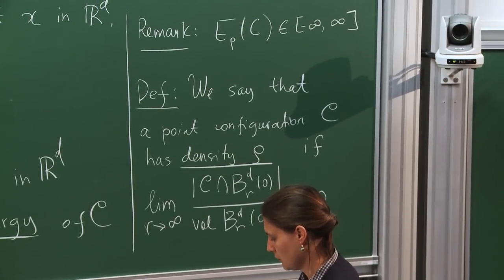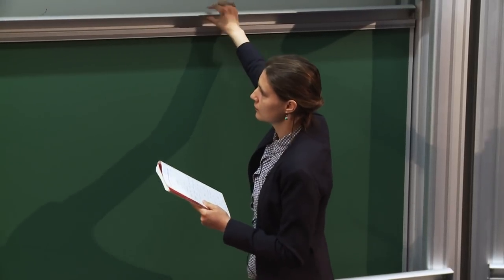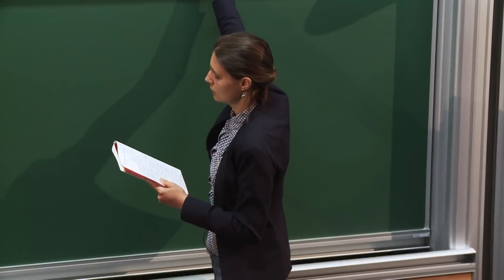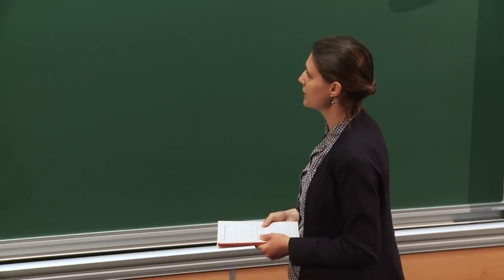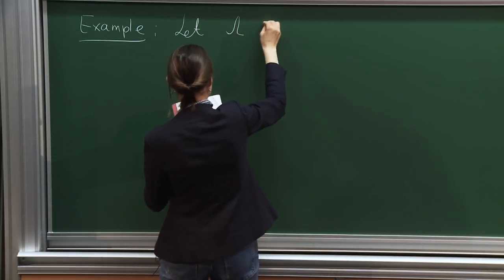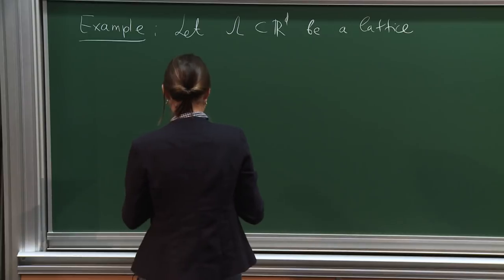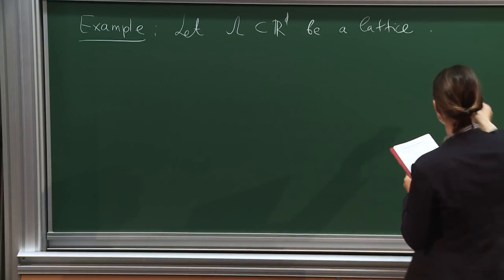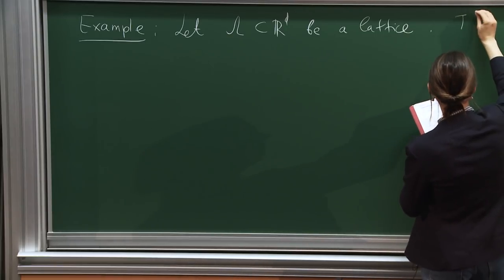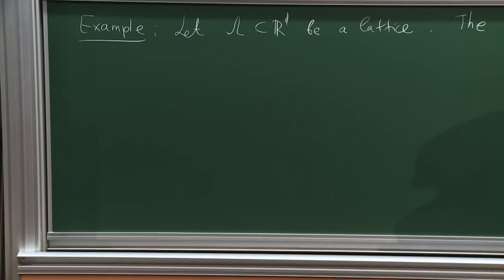Before we come to minimization, let's do a few examples which will illustrate these two concepts. One nice example of a configuration in Euclidean space is a lattice. So suppose that lambda is a lattice. In this case, the density of a lattice is just the inverse of its covolume, so the density will be just 1 over its covolume.